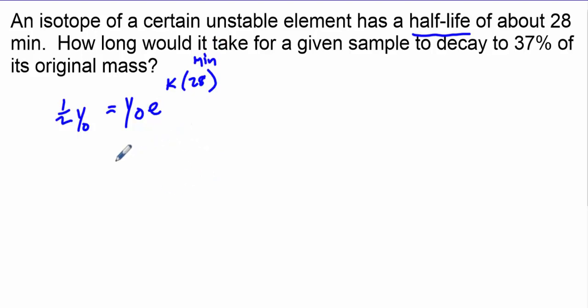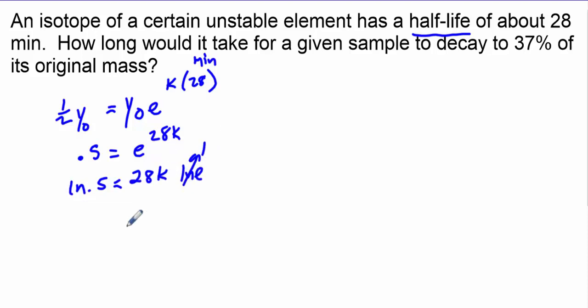When I solve this problem, take a look at what happens. The y sub 0's drop immediately, and I've got 0.5 is equal to e to the 28k. I take the natural log of both sides, and I get 28k ln e. Again, this goes to 1. Divide by 28, and I get the k value.